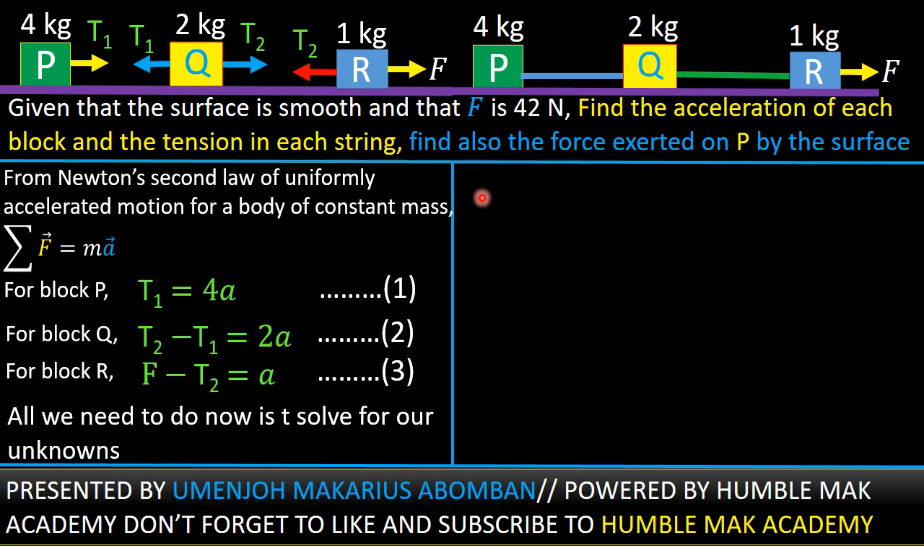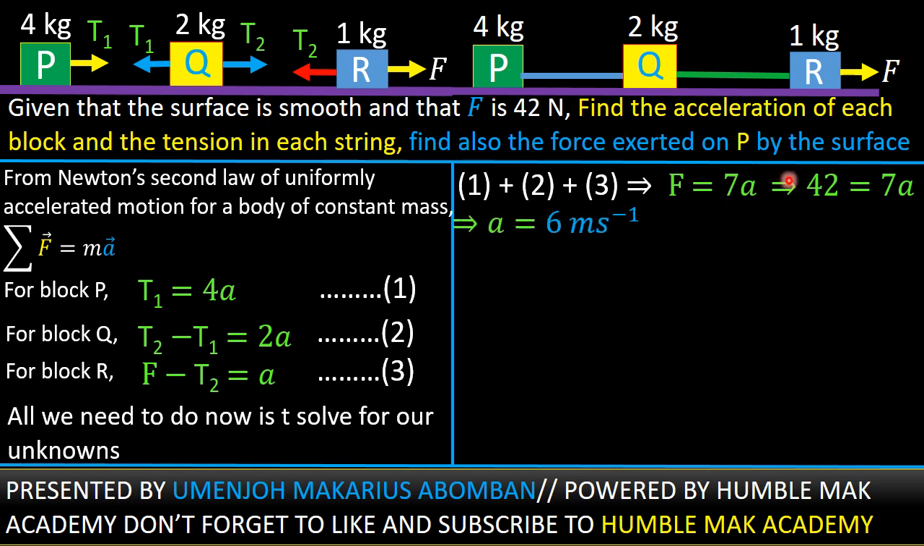All right. So if we simply add up the equations, the beauty of doing so is that T1 cancels T1, T2 cancels T2. We are just left with F and A, but we know F, so we can get A. If we sum up equations 1 plus 2 plus 3, that is simply going to give us F equal to 4 plus 2 is 6, 6 plus 1 is 7, so we have 7A. But don't forget that our F is 42 newtons. So if we solve that, we have 42 equal to 7A. That implies, if we solve for A, we have A to be 6 meters per second. All right. That's what we have.